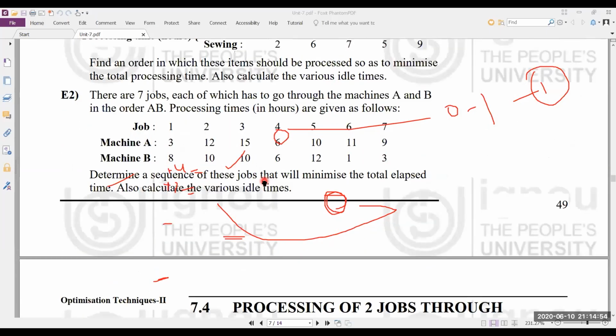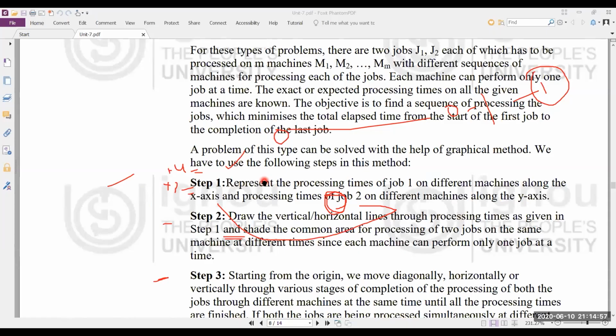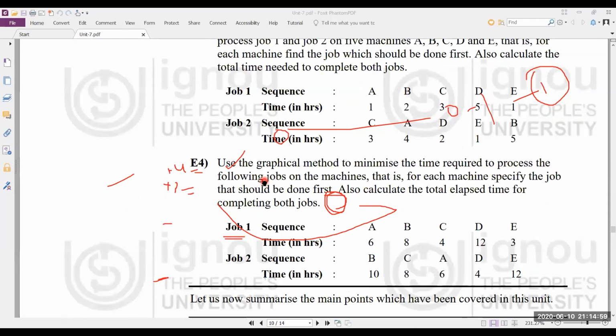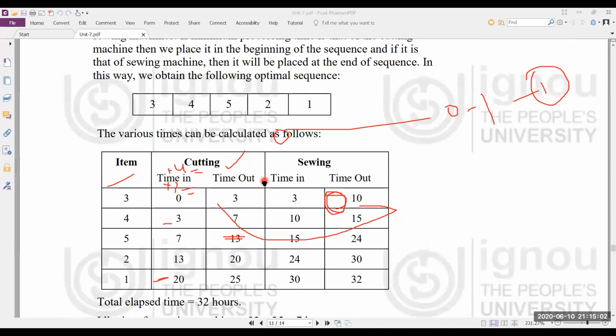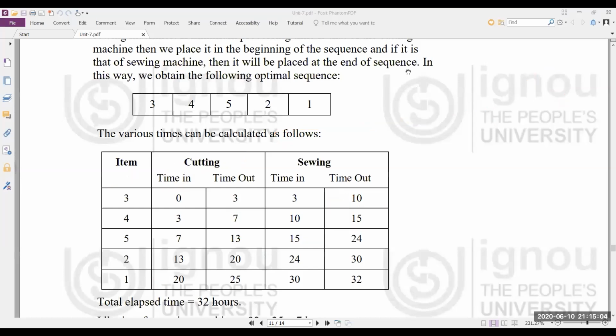Now, if we come to the next example, the solution of that one. Here again, start 0 to 3, and after the 3 hours, sieving will start. So it means the sieving machine will be free up to the 3 hours. So idle time for that one is 3 hours. Now it completes the first job. The third job is 7 hours. It means that it completes after the 10 hours. Again, this sequence will continue.